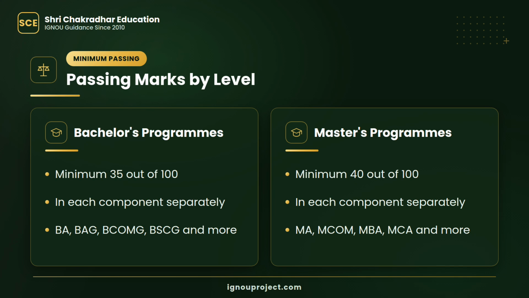The minimum passing marks differ by level. In bachelor's degree programs, you generally need at least 35 out of 100 in each component. In master's degree programs, you need at least 40 out of 100. Always confirm the exact rule in your official program guide, because a few programs follow different criteria.